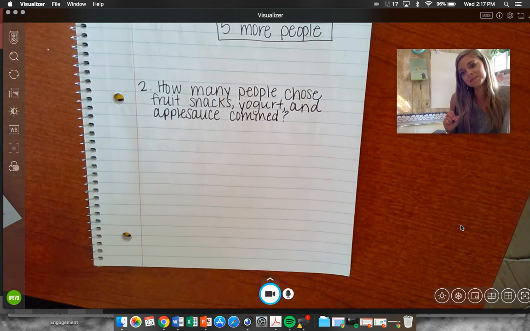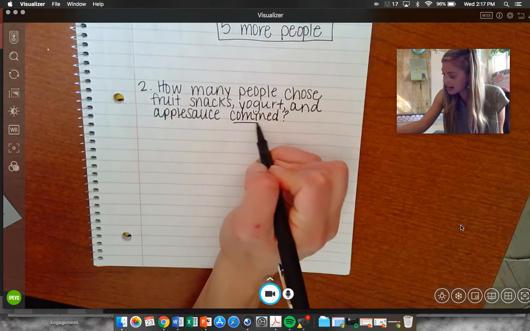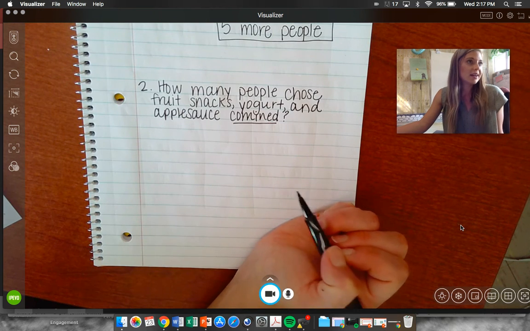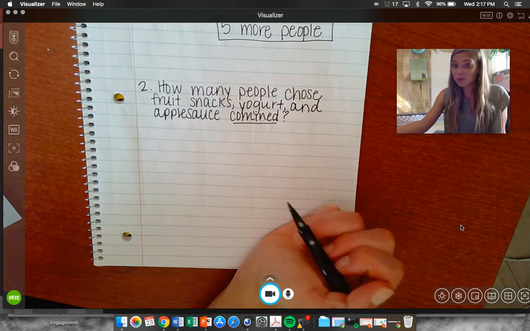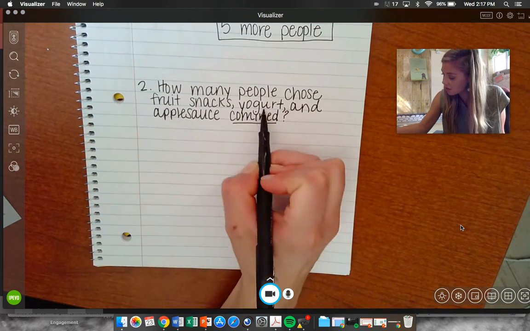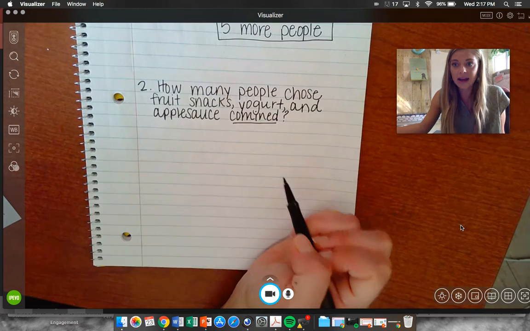Well, we are combining them. That is a very important word. It is a word that tells you if you have to add or subtract. So we're looking to see how many people chose fruit snacks, yogurt, and applesauce combined.